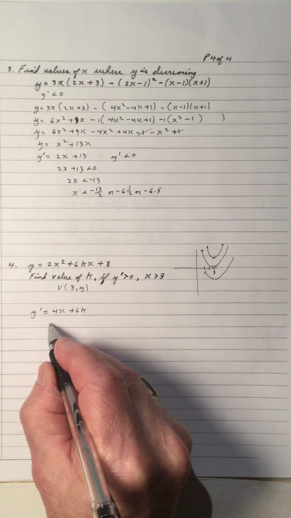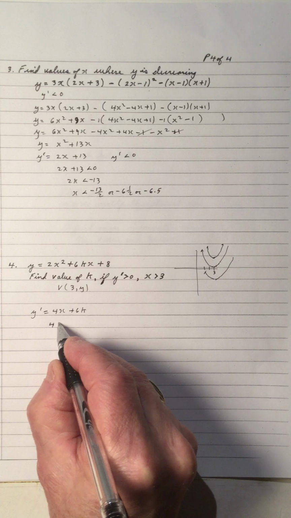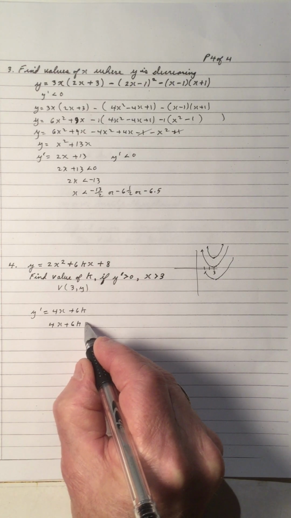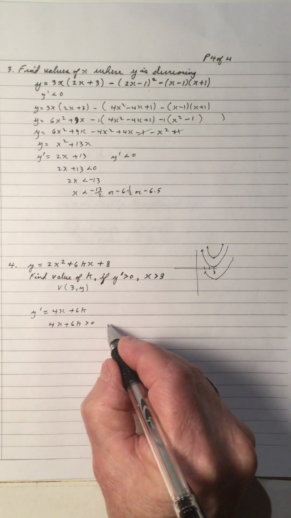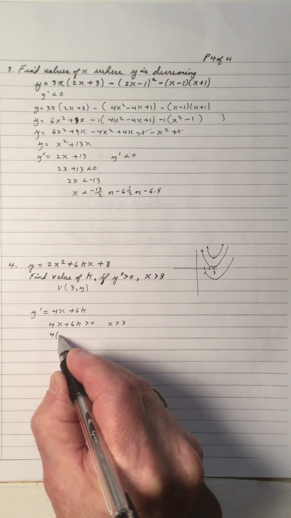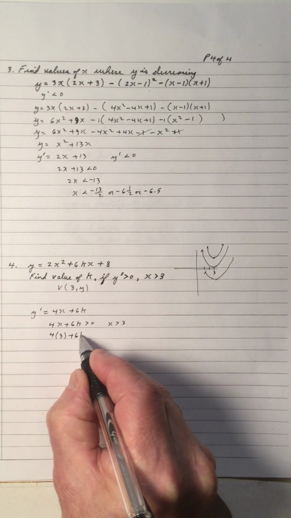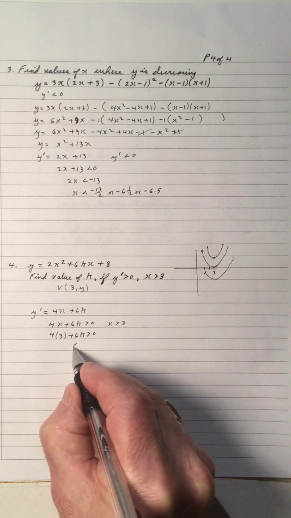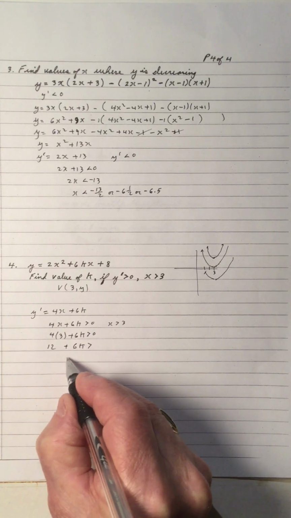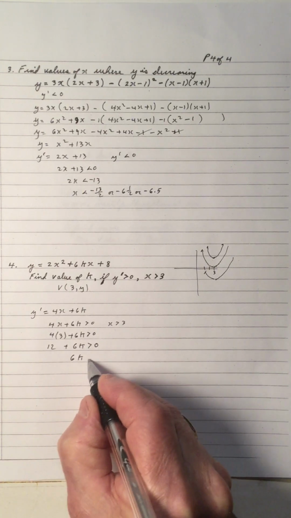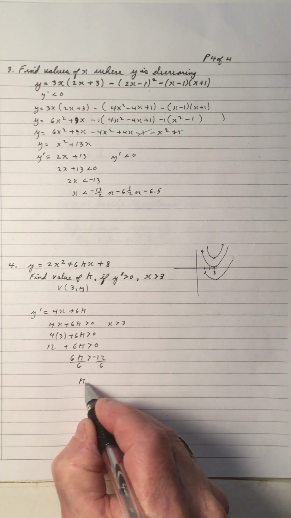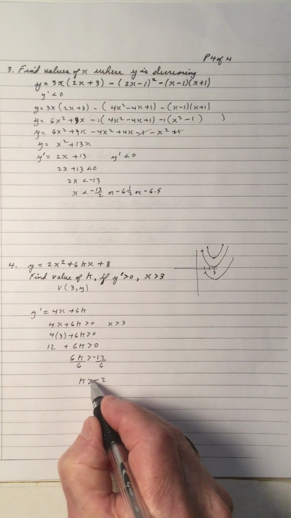So that means I have 4x plus 6k is going to be greater than 0. And that's when x is greater than 3, so at 3. So that means we have x is 3. So 6k is greater than, that's a 12. So 0 there. 6k is greater than negative 12. Divide by 6. K is going to be greater than negative 2.